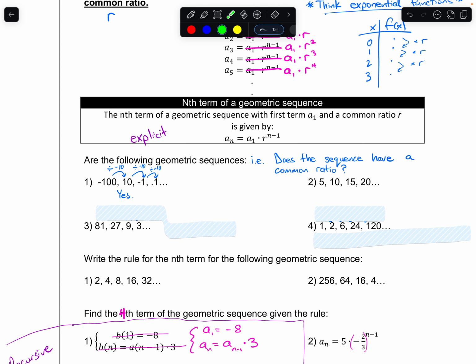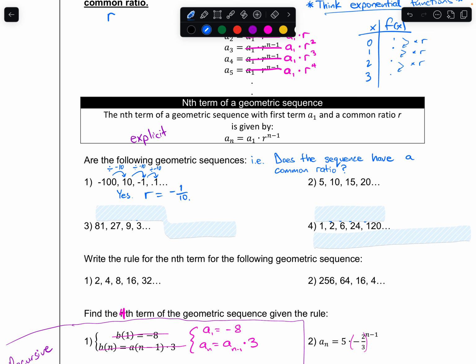This is really the only time I'm going to write it as division. You could have also thought of this as multiplying by negative 1/10. The common ratio R is what you're multiplying by, not what you're dividing by. So our common ratio, we'll think of it as multiplying by negative 1/10.